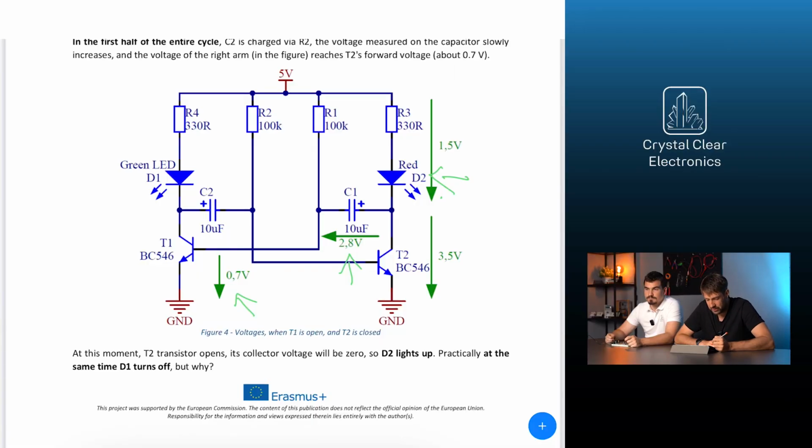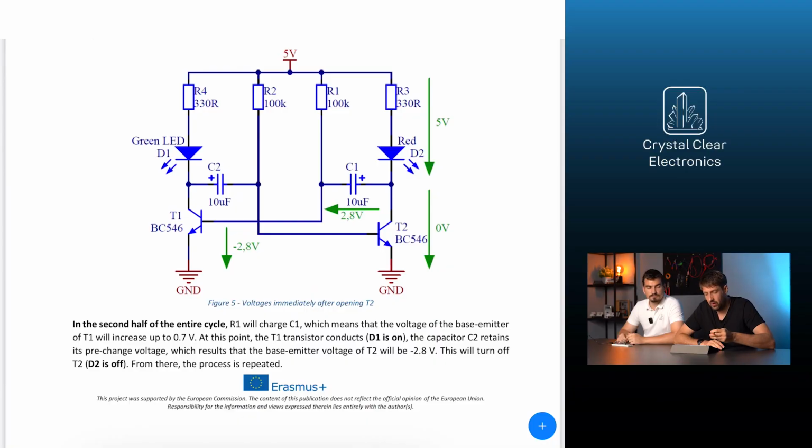At the moment of switching T2, the voltage of the capacitor remains the same, but the collector voltage of T2 decreases to 0. Based on Kirchhoff's voltage law, UBE1 plus UC1 minus UCE2 equals 0. The base emitter voltage of transistor T1 is minus 2.8 volts, which is less than its forward voltage. For this reason, T1 turns off and no more current flows through D1. That's why D1 turned off when D2 lit up. So right now, D2 is on while D1 is not.